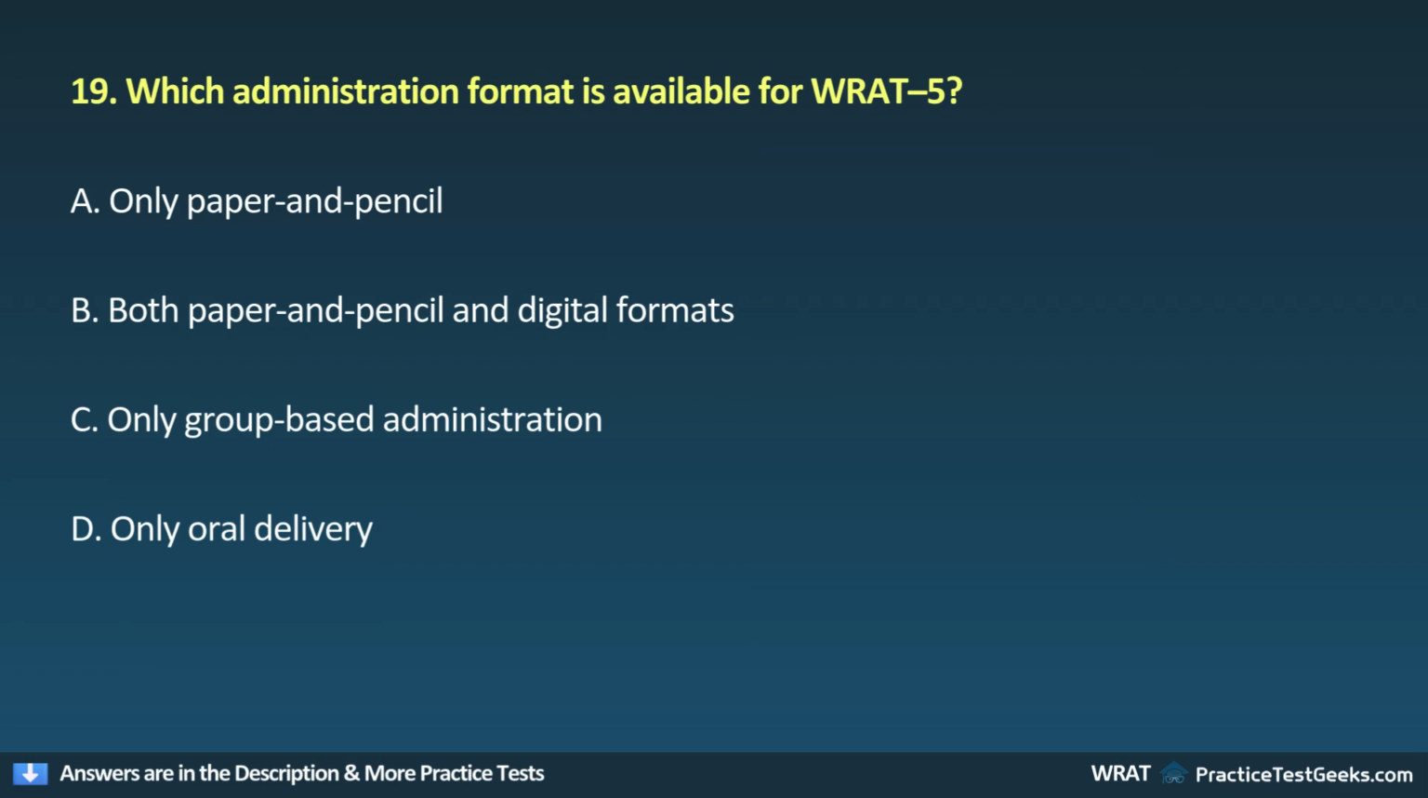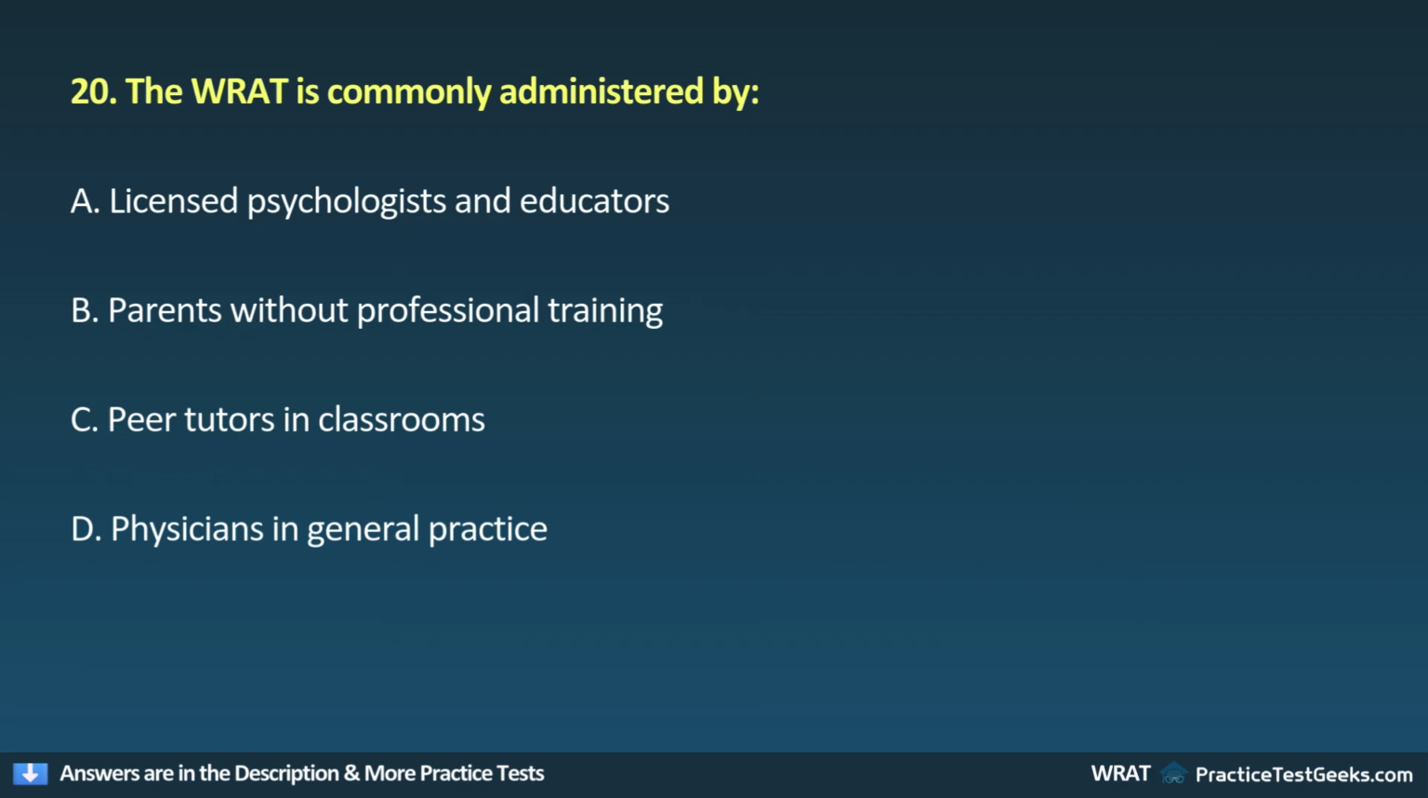19. Which administration format is available for WRAT 5? A. Only paper and pencil. B. Both paper and pencil and digital formats. C. Only group-based administration. D. Only oral delivery.